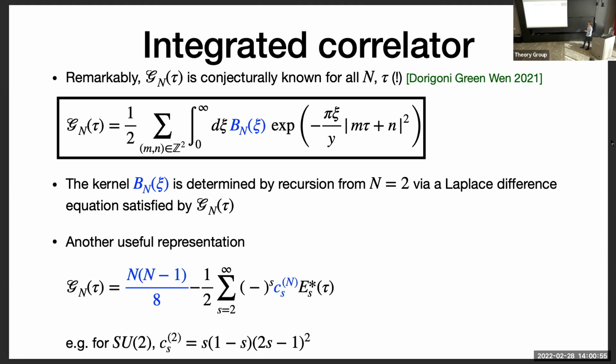Another more formal representation they have is the following. There's some constant and there's some infinite sum of Eisenstein series with integer argument s. This is a bit more formal because the sum doesn't really converge for all values of tau, but we'll see how both of these representations can be obtained from the general formalism we'll develop. And there's a simple formula for SU(2) for these overlaps, and you can obtain the higher N values from this Laplace difference equation.